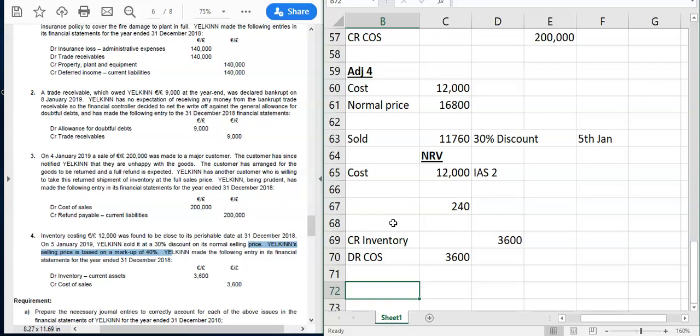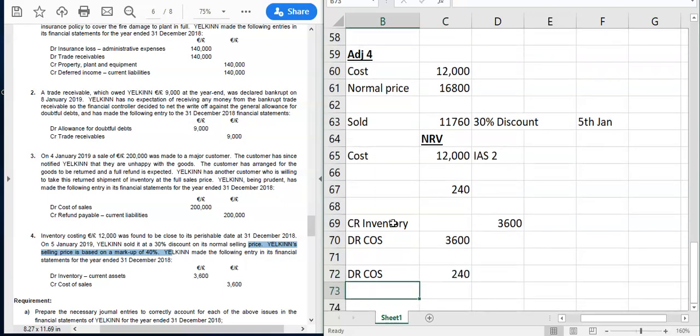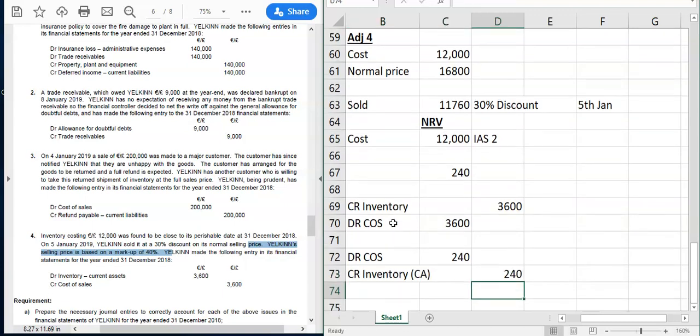How do we reduce inventory? You're going to debit cost of sales 240, because lower closing inventory increases cost of sales. That's why we're debiting it. And you're going to credit inventory as a current asset, 240. And they are your two adjustments. That was quite a tricky one in terms of working out the normal selling price first and then working back to the net realisable value at the end of the year.